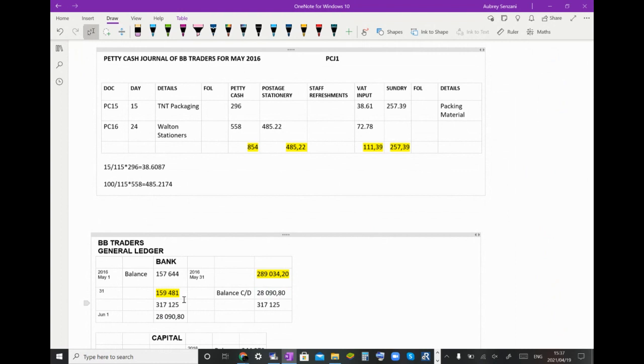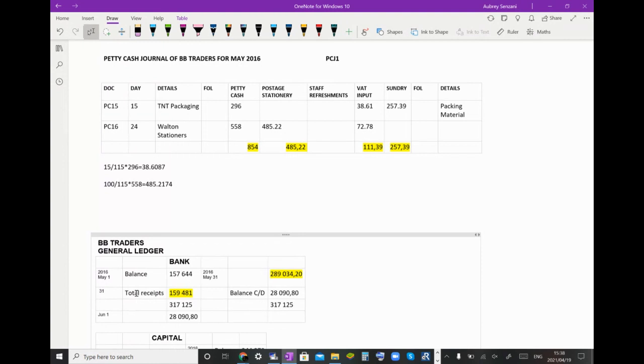If money is coming into the business, is that going to increase or decrease our bank account? It's going to increase. So when the bank account increases, do you debit or credit? You debit it. Can you now see how we're using the fundamentals that we learned from unit 1 to 3? So that's what we did, and here we're supposed to put total receipts. So we've done that.